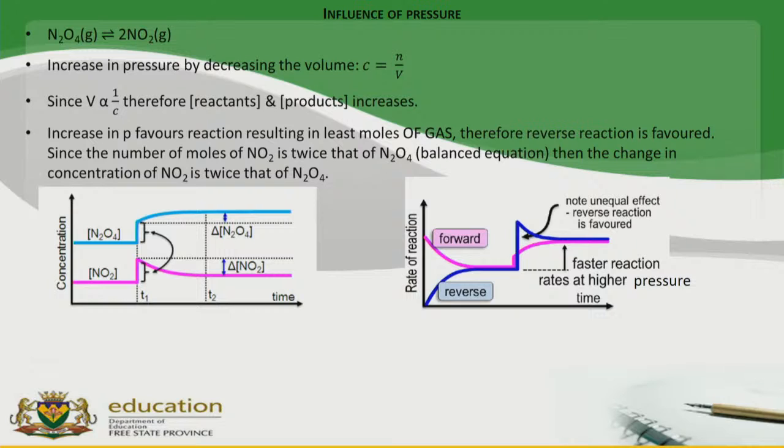And then, so you show that on the graph. And then, when the reverse reaction is favored, what happens to the concentration of NO2? It decreases and the concentration of N2O4 increases. Therefore, the rate of the forward reaction will decrease and the rate of the reverse reaction will increase until new equilibrium is established. Also do the graph when the pressure is decreased.